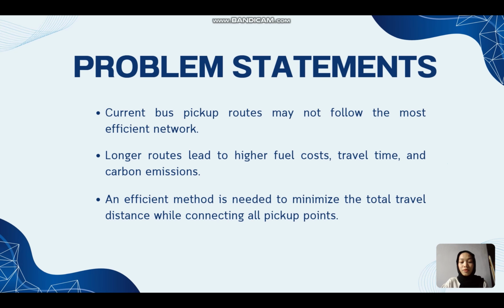Next, the problem statement. The main problem is that many bus pickup routes are not planned using the most efficient network, and route planning becomes more difficult as the number of pickup locations increases. Therefore, this project applies the minimum spanning tree algorithm to determine the minimum distance network that connects all pickup points, improving operational efficiency while supporting sustainable transportation.